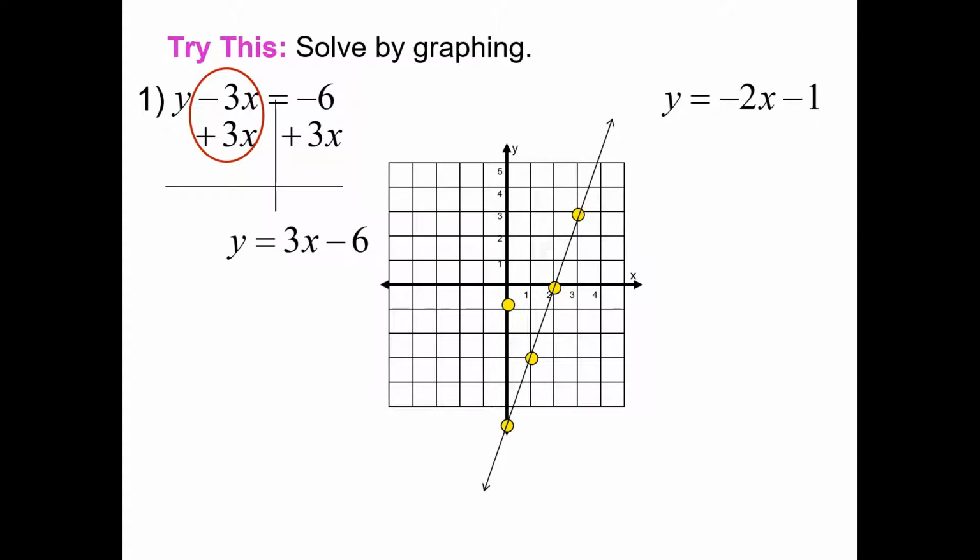Here, we're going to start graphing the other line. We've got negative 2x minus 1. And immediately I see the overlap there at 1, negative 3.